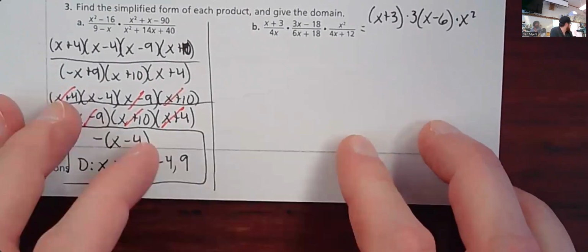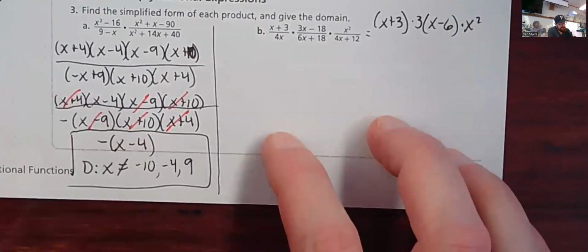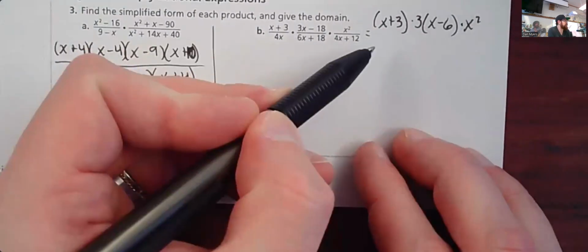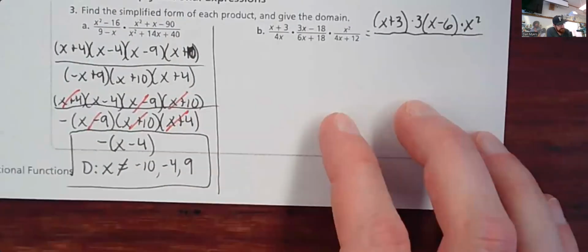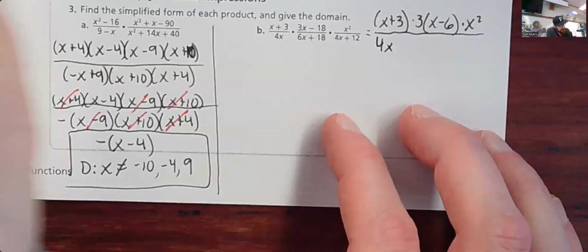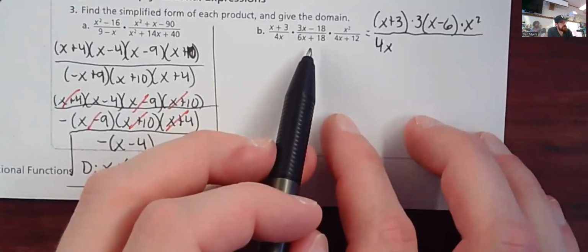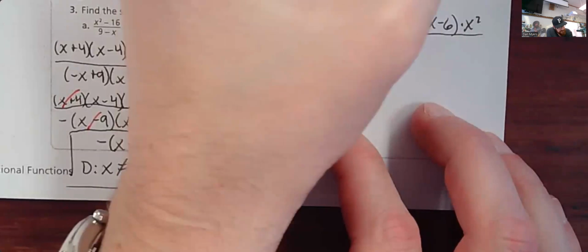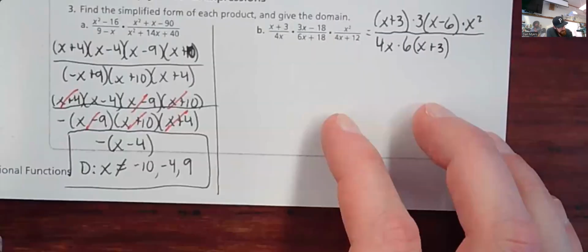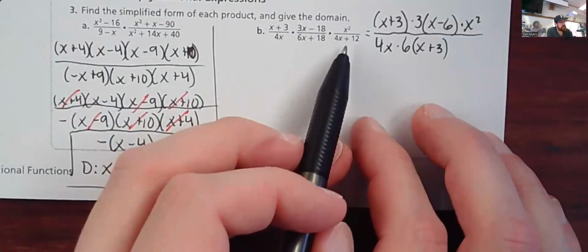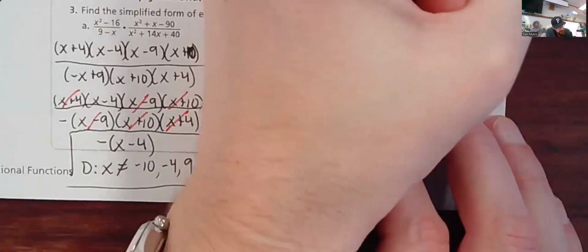So this is a little bit of a hodgepodge compared to what we've seen so far, which is fine. I mean, everything's being multiplied together, which is what we're looking for. On the denominator, 4x, nothing factors out of 4x, so that's just 4x. What about 6x plus 18? 6, all right, so times 6, and that'll be x plus 3. And then what factors out of 4x plus 12? 4, so times 4, what's in the parentheses?